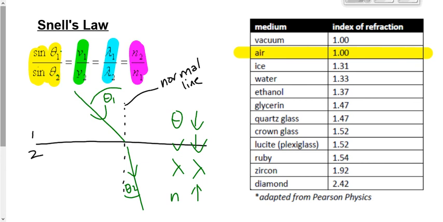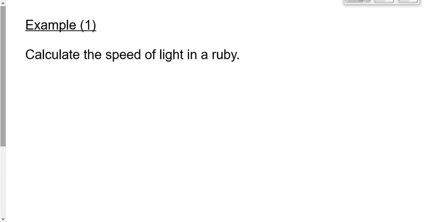On our table, we see that the index of refraction of ruby is 1.54. That's given to me. How do you think you're going to find v? Okay, the speed of light in a vacuum is 3.00 times 10 to the 8. Sure, we can write that down for all of these problems. Whether we use it or not, it's certainly there.